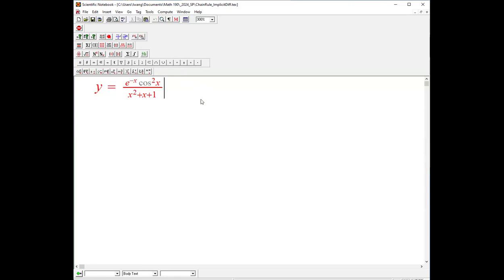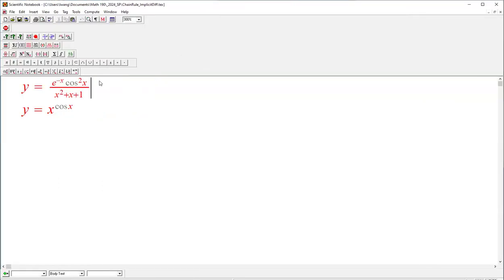Okay, the second question, where we're going to find the derivative, is y equals x raised to the power of cosine x. All right. So before we start, I'd like to go over the first question first.